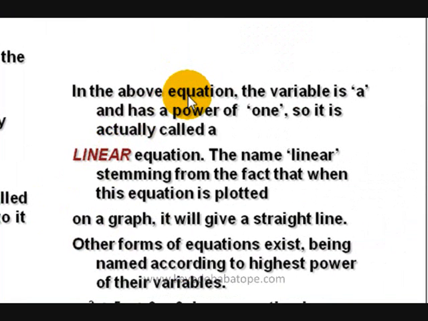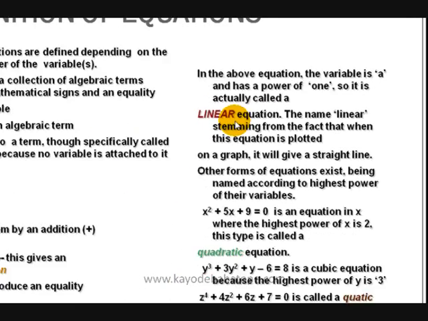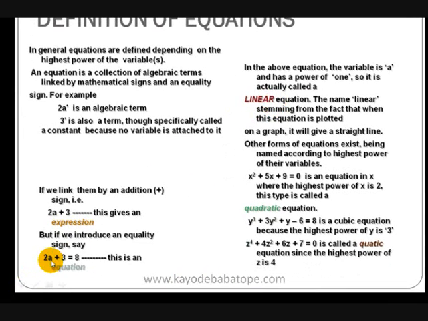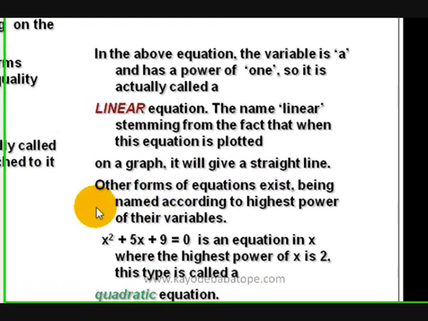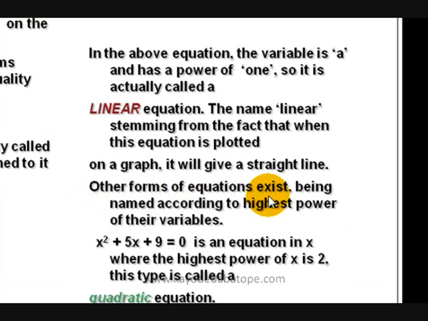In the above equation we just looked at, the variable is a and it has a power of 1, so it is actually called a linear equation because the highest order of the variable is 1. The name linear stemming from the fact that when this equation is plotted on a graph, it will give a straight line plot. Other forms of equations also exist, being named according to the highest power of their variables.